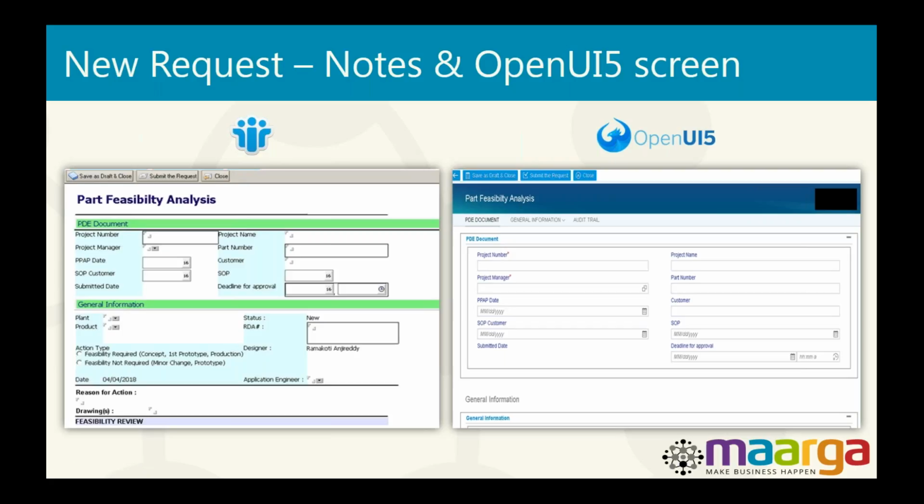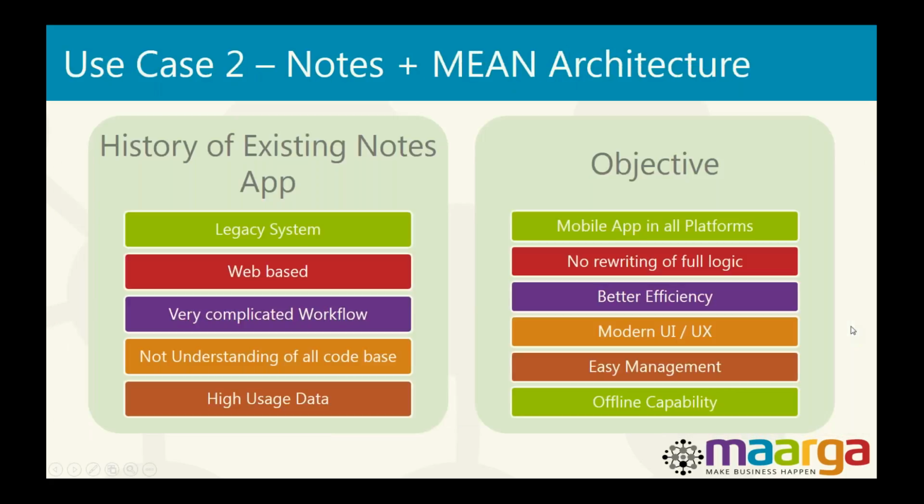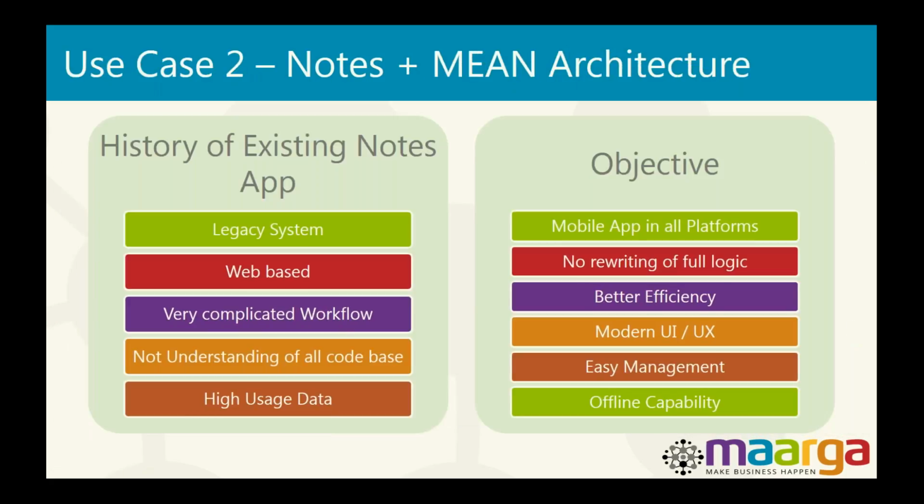So this is a small application. From the data, it is a small application. From the code base, it's big, but it's a Notes application. This is use case one. Then the next use case I'm going to show you is a Notes plus MEAN architecture, or a full stack architecture. We are changing that a little bit.